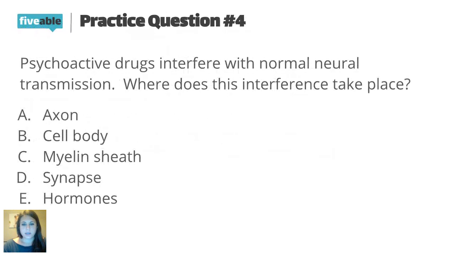All right, let's check out what we're coming up with here. Good, everyone's putting D. That is the correct answer. The synapse, that gap that exists, is where the psychoactive drugs go in, and they interfere with the neurotransmitters being able to impact the neuron. Good.